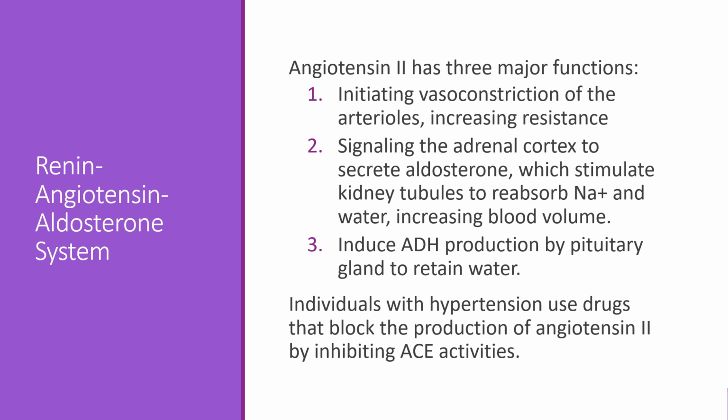So now we're at angiotensin 2. We have three major functions. We're going to initiate vasoconstriction of the arterioles, which increases the resistance to blood flow. We're going to signal the adrenal cortex to secrete aldosterone, which is going to stimulate the kidney tubules to reabsorb sodium ion and water, which is going to increase the blood volume. And then we're going to induce ADH production by the pituitary gland to retain water. So all those things are the things that angiotensin 2 is going to do. Individuals, as I mentioned, with hypertension use drugs that block the production of angiotensin 2 by inhibiting the ACE activities.